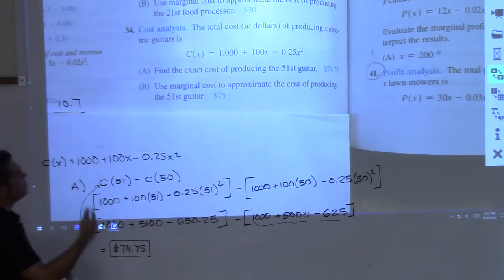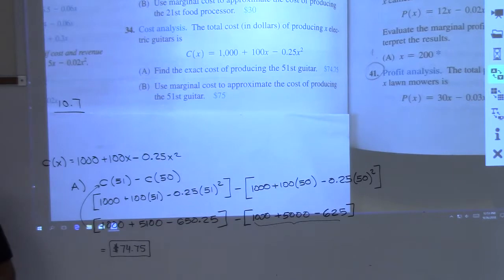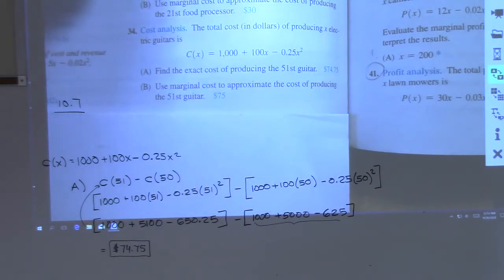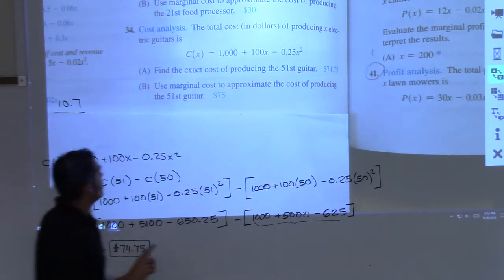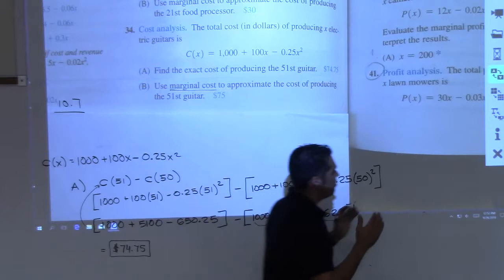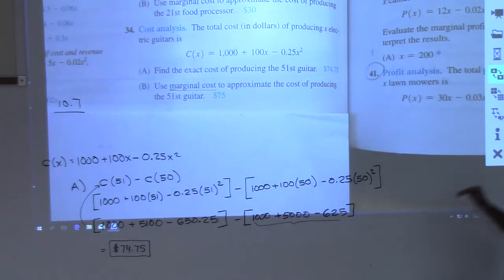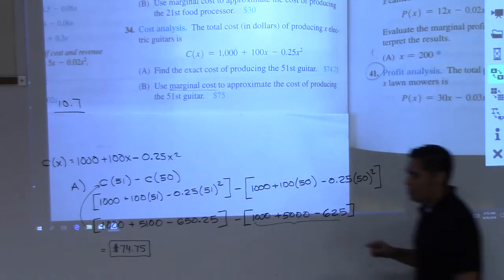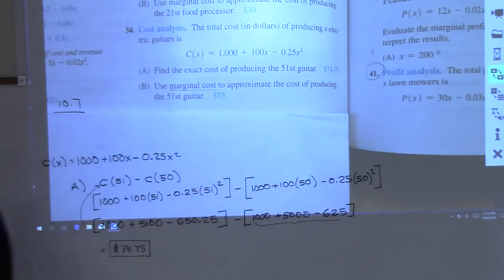Now, part B says use the marginal cost to approximate the cost of producing the 51st guitar. Nope, we're not rounding. We're using the marginal cost. Remember, the big idea right now is that the marginal cost can be used to approximate this. So we are going to approximate the exact answer with the marginal cost. So what is the marginal cost function? It's the derivative of this, right?